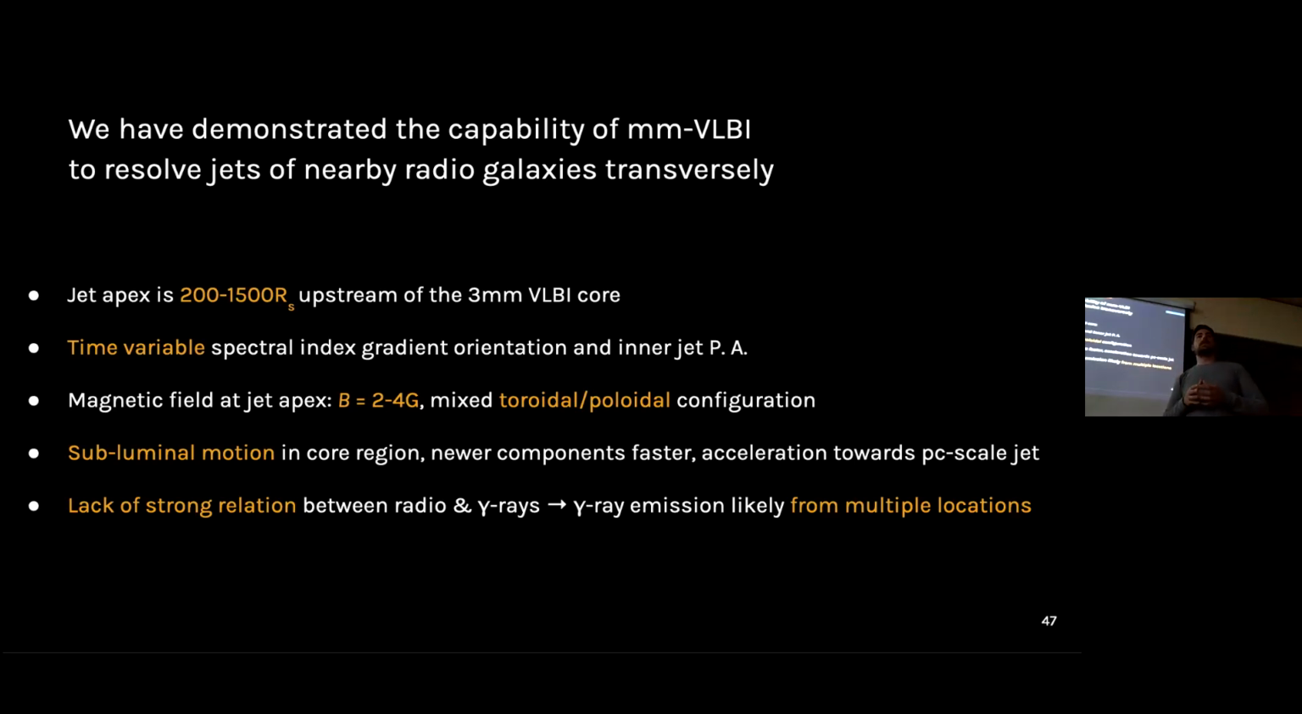Same goes for the position angle of the inner jet. The magnetic field of the jet apex is 2 to 4 Gauss with a mixed toroidal configuration. We found subluminal motion in the core region with near components moving faster and acceleration towards the parsec scale jet. And we find a lack of strong correlation between radio and gamma rays, which might indicate that gamma rays are likely emitted from multiple locations. And I'll leave it at that.